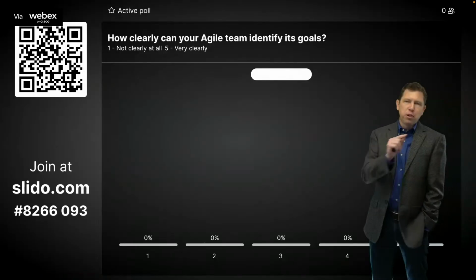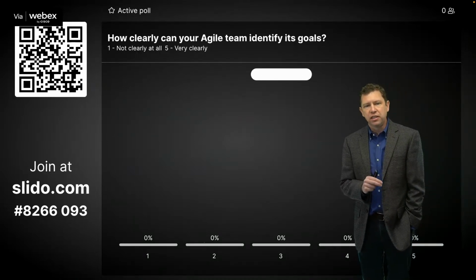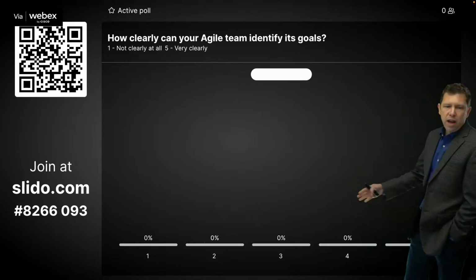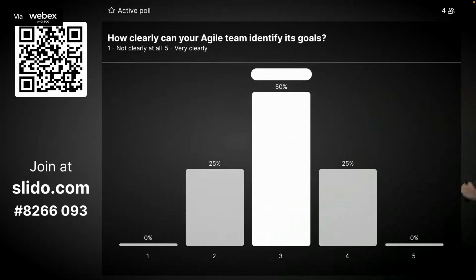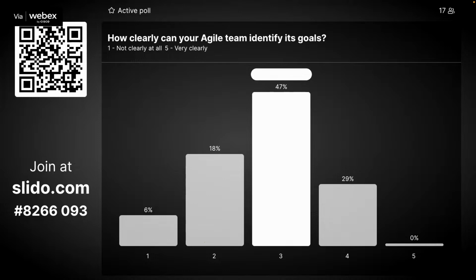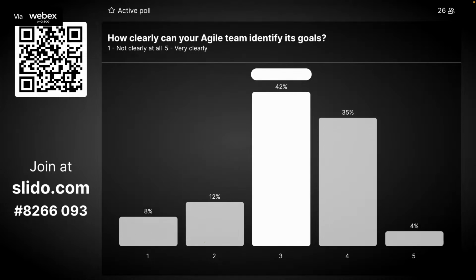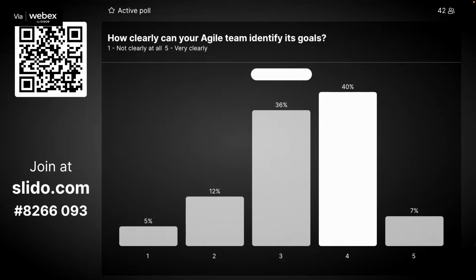That brings up an important point. How clearly can your Agile team identify its goals? On a scale of 1 to 5, where 1 is not clearly at all and 5 is very, very clearly, how clearly can your team identify its goals? We'll see where we end up here.